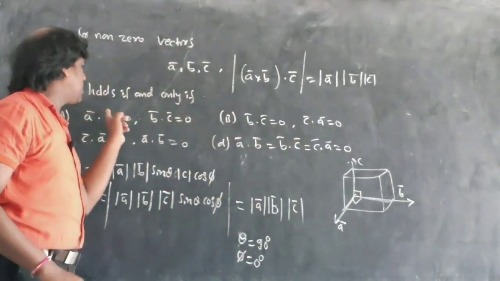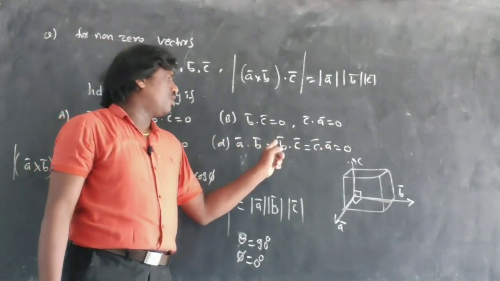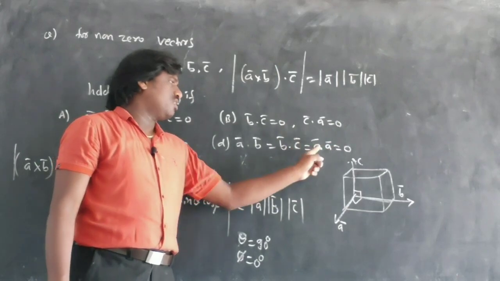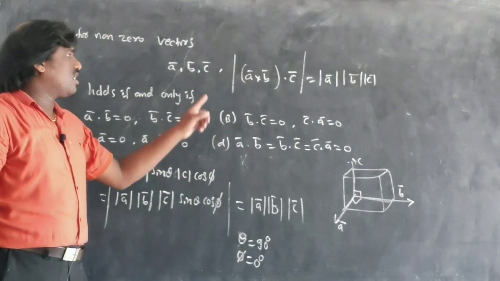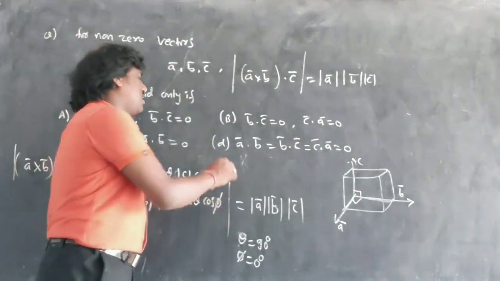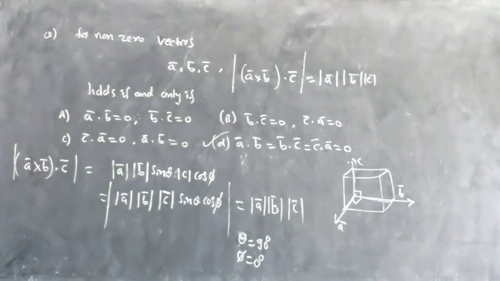So which option shows that all 3 are perpendicular? See here, a dot b is equal to 0, b dot c is equal to 0, c dot a is equal to 0. All are perpendicular to each other. Then this holds. So option D is the right answer. Hope you understand. Go for the next question.